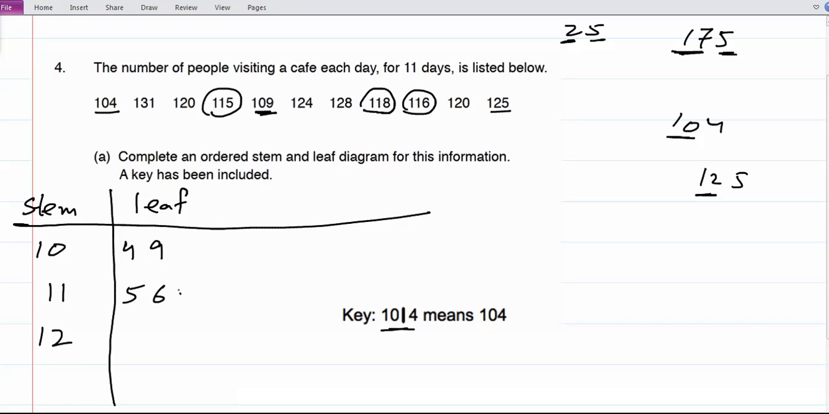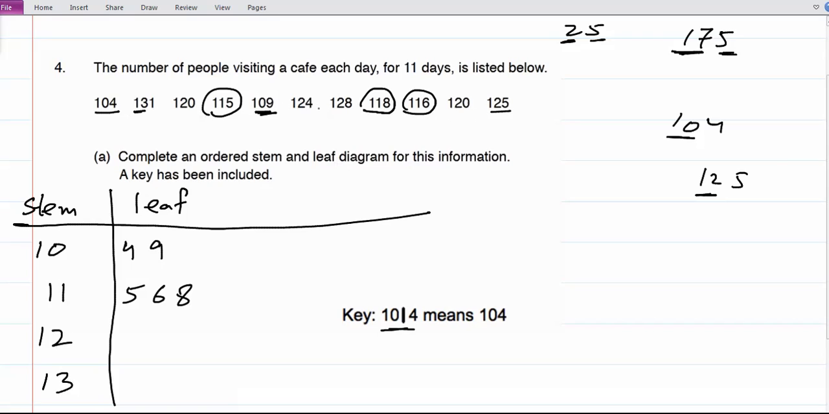118. So write 8. By the way, the largest number is 131. So it means 13 should also be there, because smallest, largest, and between them. So I missed that number. Then any other number starting with 11? No, there is no other number starting with 11.